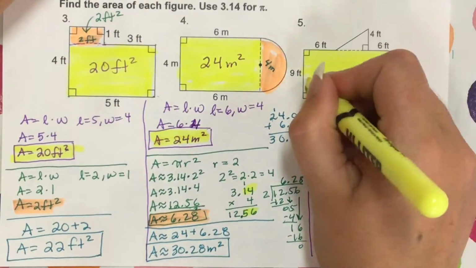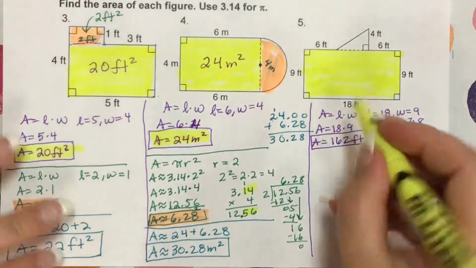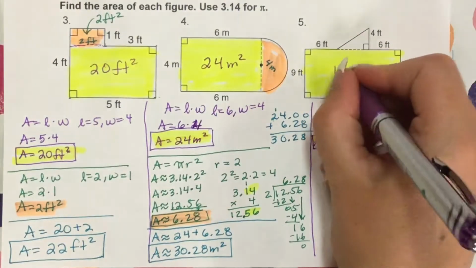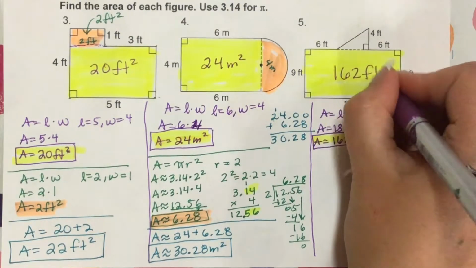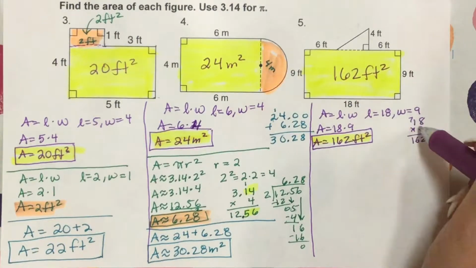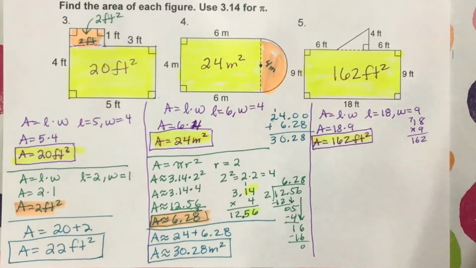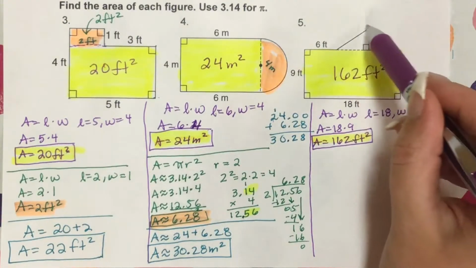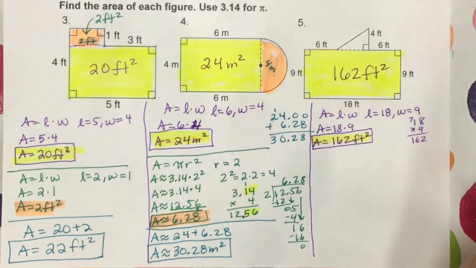Okay, I think I'm getting faster at my coloring. I don't know, maybe not. Okay, so this is 162 feet squared. 18 times 9. Yeah. Okay, now we need to find the, what do we need to find? We need to find the area of this triangle.